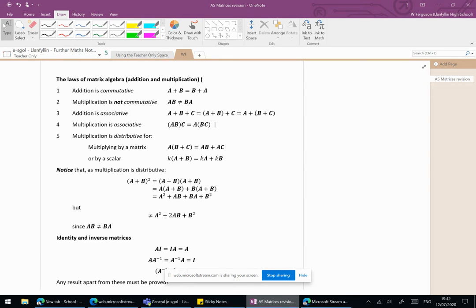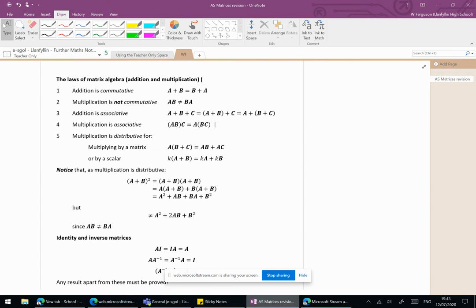I think it's important to have seen these laws of matrix algebra. The ideas here are the important thing rather than the language that I've used. Those words that I've used in italics here are about being commutative or associative or distributive. It's not important that you know those words. It's more that the ideas behind them are the important ones.